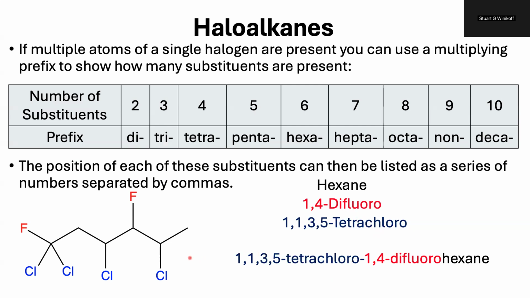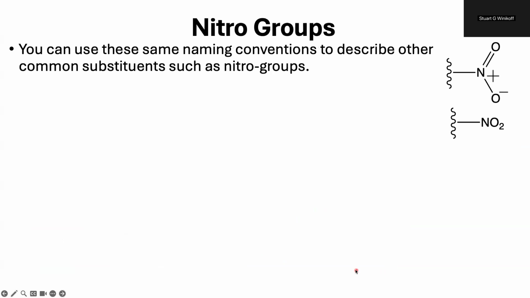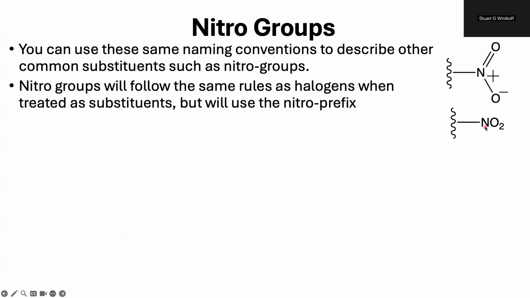So again, the real trick is we take each of these bits of the naming process, start with the main chain, identify your substituents, add them together in a big list separated by commas alphabetically. Now we can use these same naming conventions for a wide range of other common substituents. One that we'll be seeing a fair bit this semester is called a nitro group. So again, this is an N attached to 2 different oxygens. Yes, we do have some formal charges, but the overall species is neutral. So these nitro groups are going to follow the same general rule as halogens. Biggest difference is that we are going to use a nitro prefix.